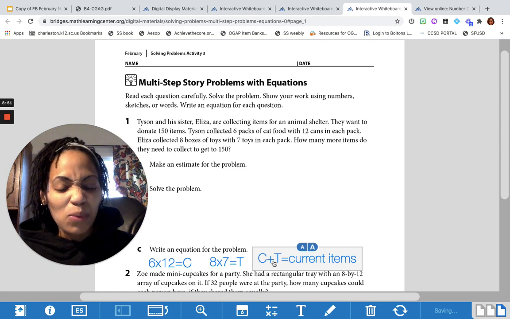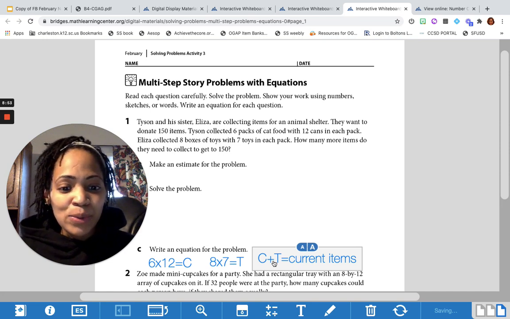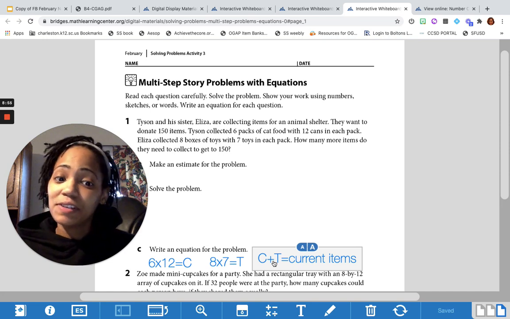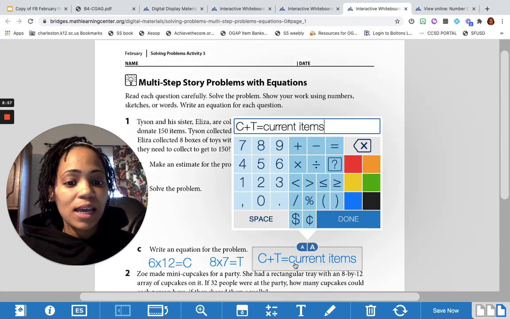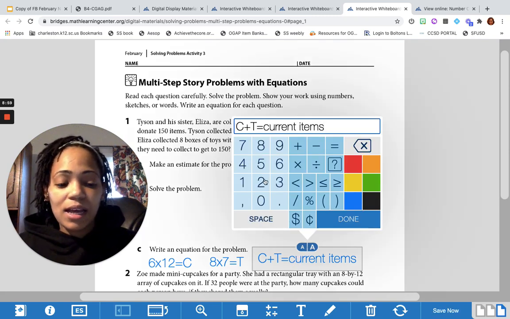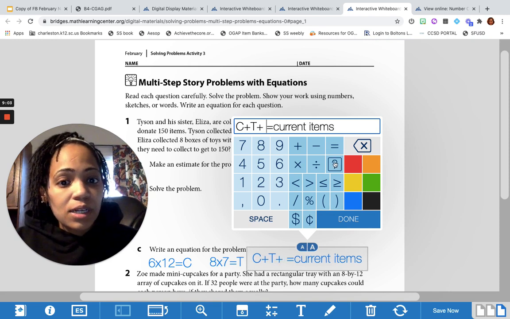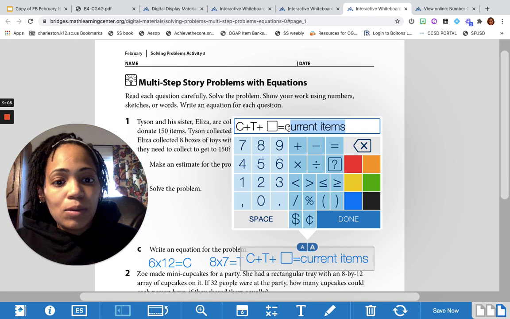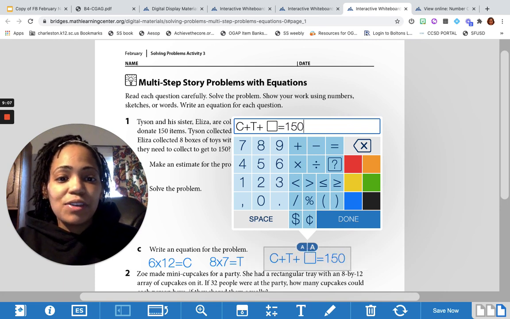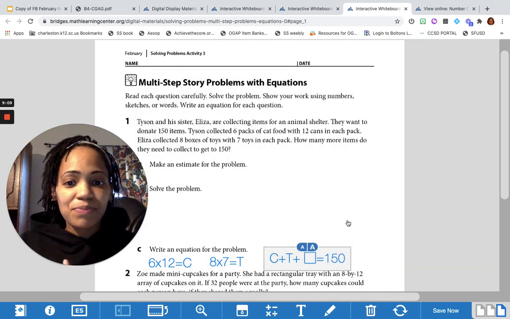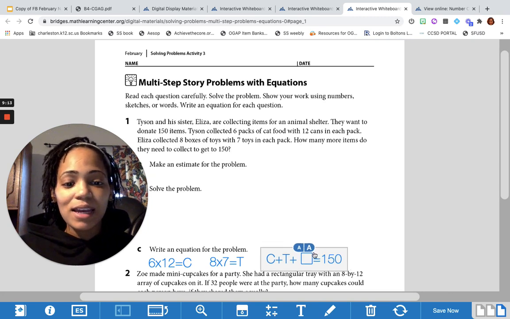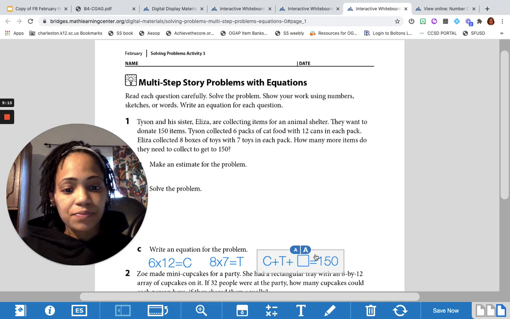Yeah, we need to figure out what plus that equals 150. So maybe I could say C plus T plus question mark should equal 150. Maybe that looks a little bit better. Are we good with that? Okay, so go ahead and make an estimate then for this problem.